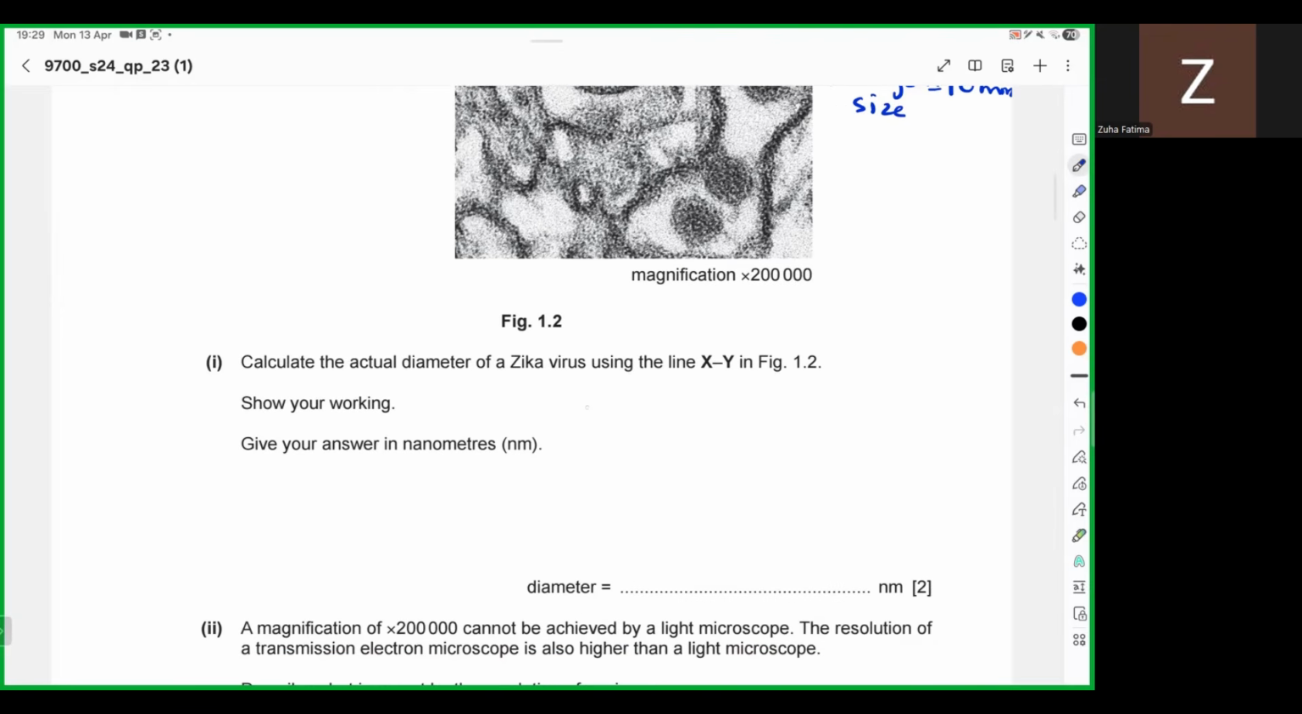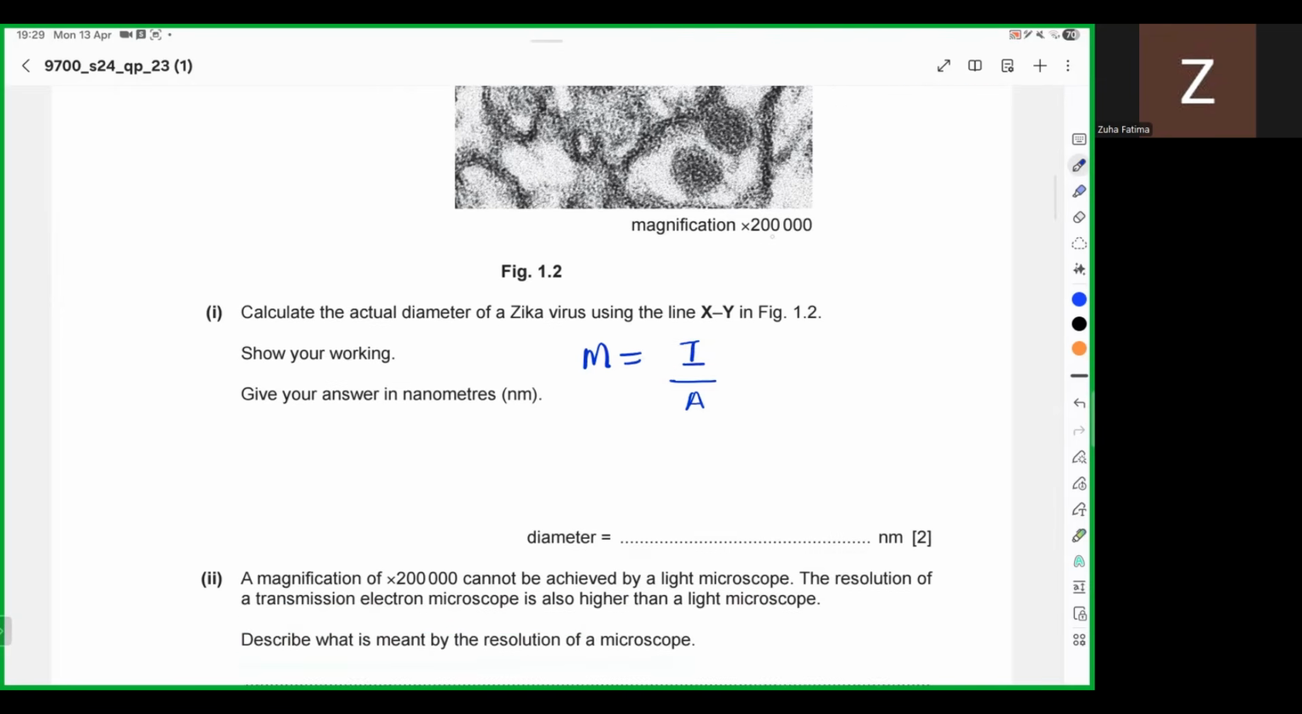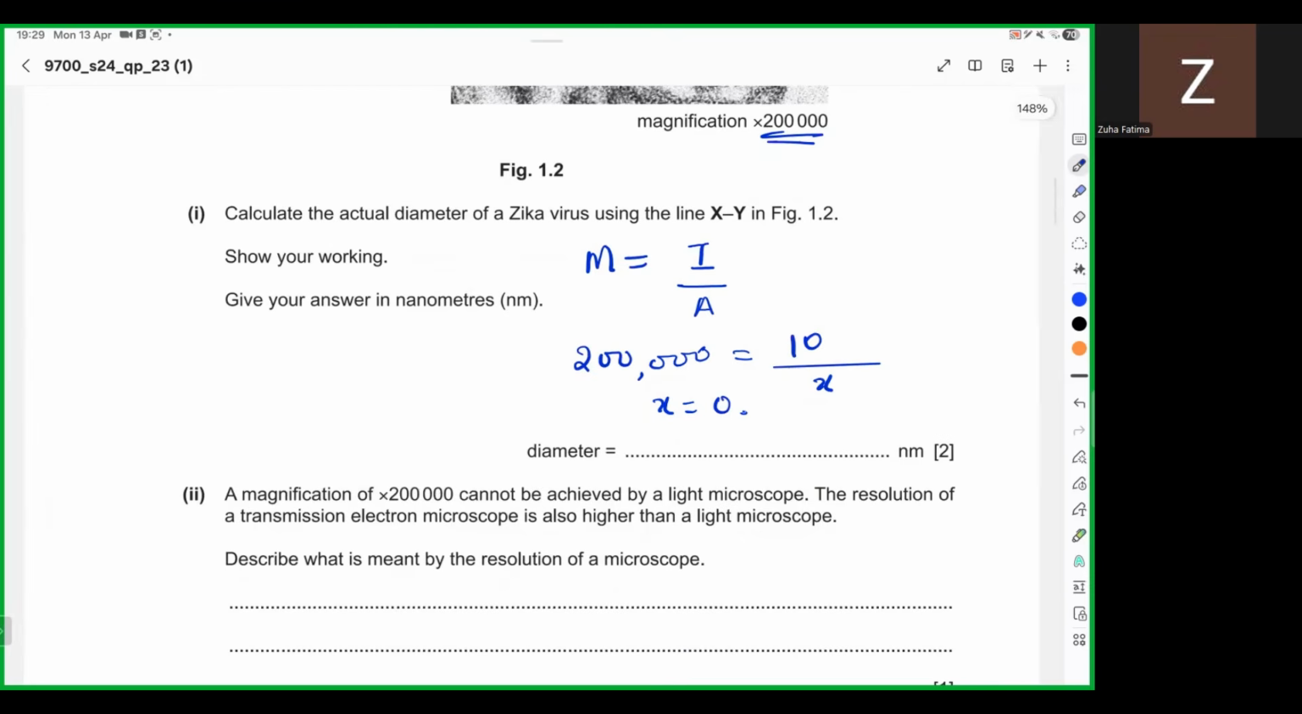So the formula is magnification equals to image size upon actual size. Magnification is provided to us, which is 200,000 times. Image size is 10 millimeters. We have to find out the actual size. Now, our value would be 10 divided by 200,000. This comes out to be 0.1234. Now, this value is in millimeters.